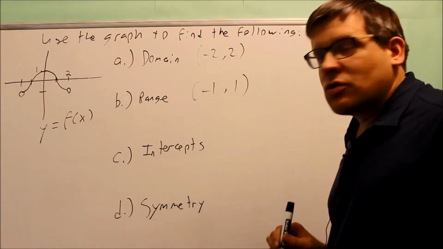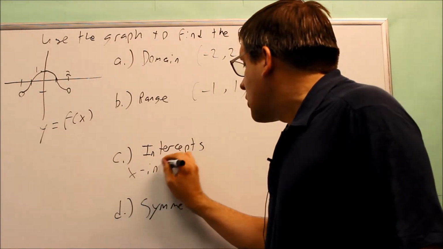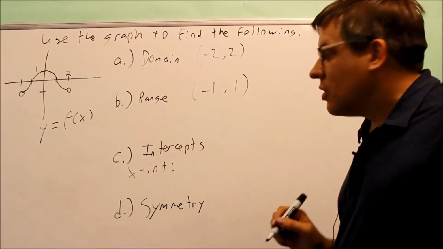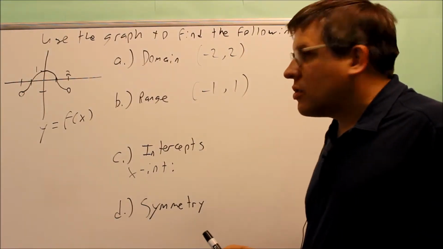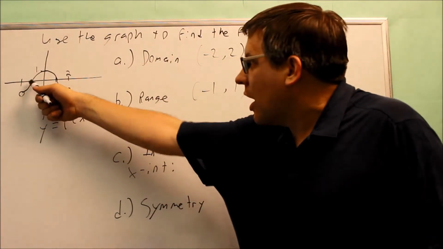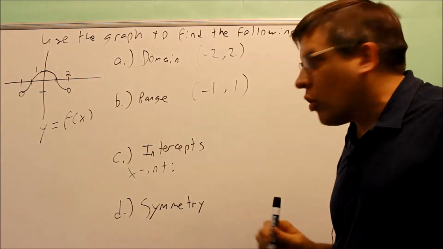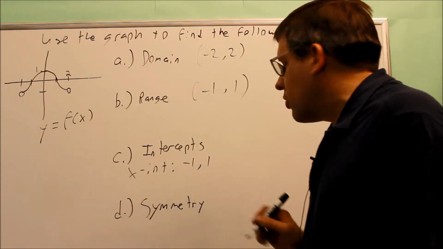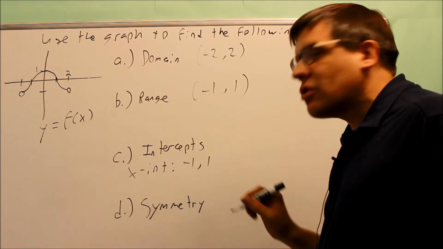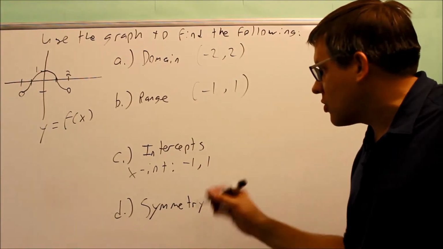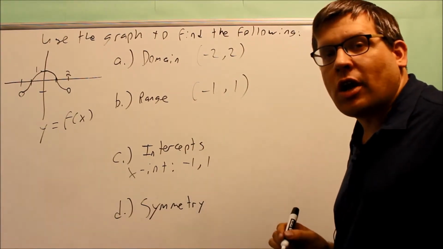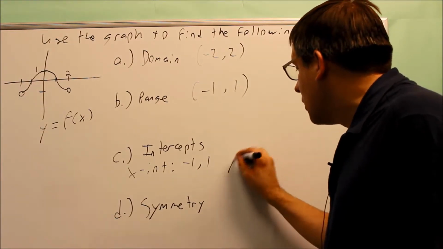For intercepts, you have x-intercepts and you have y-intercepts. X-intercept is where it crosses the x-axis. It crosses it at -1 and 1. I'm just going to list those and just put a comma in between. You don't need parentheses around it because you want a list of numbers. So -1 and +1 would be your answers there for the x-intercept.